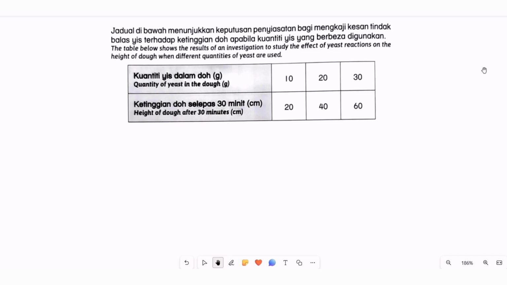So today I am discussing a science question. This is a primary school science question. In this question they say the table shows results of an investigation to study the effect of yeast reactions on the height of the dough when different quantities of yeast are used.